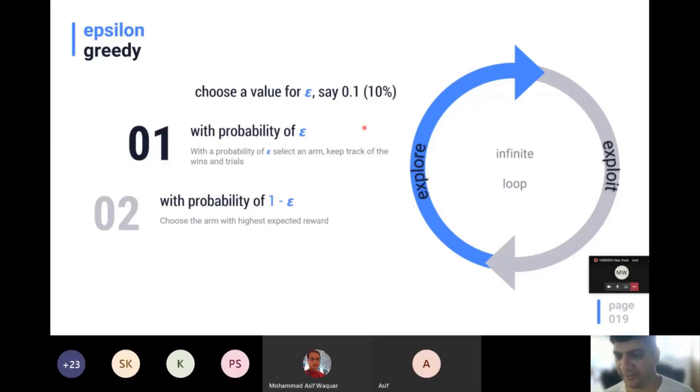So when I have no data, I'm going to do an equal exploration. And once I figure out that, hey, this arm is doing pretty well, I'm going to start exploiting that. And then 90% of the time, 1 minus epsilon, I'm going to pick the arm that is giving me maximum rewards. And 10% of the time, I'm going to do the exploration. Now, this keeps on going over and over and over.